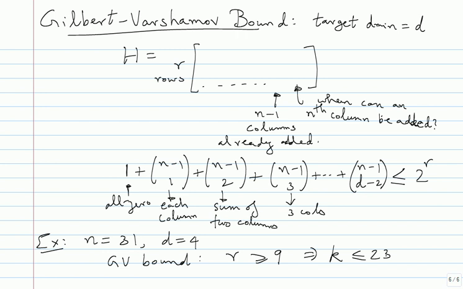But as I said, if you can show that you can always get something better than the GV bound for large k and large n, then that's a very non-trivial result. Making this summation very accurate is a highly non-trivial problem. Okay, all right, so that's the GV bound. We'll stop with bounds here.